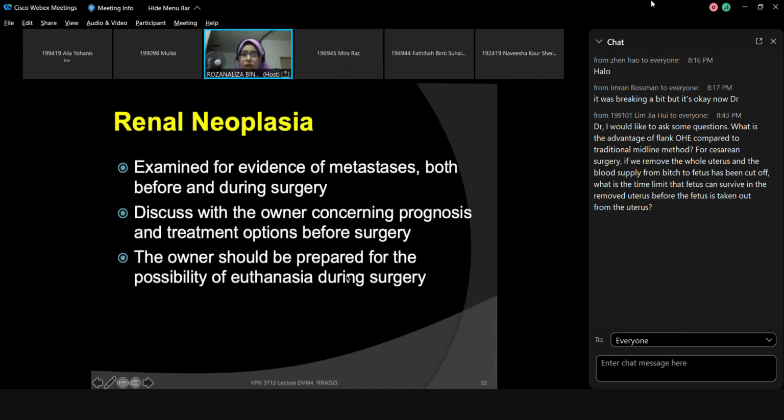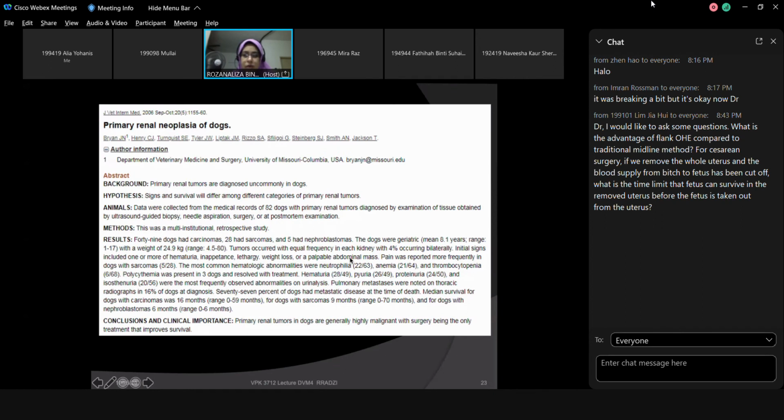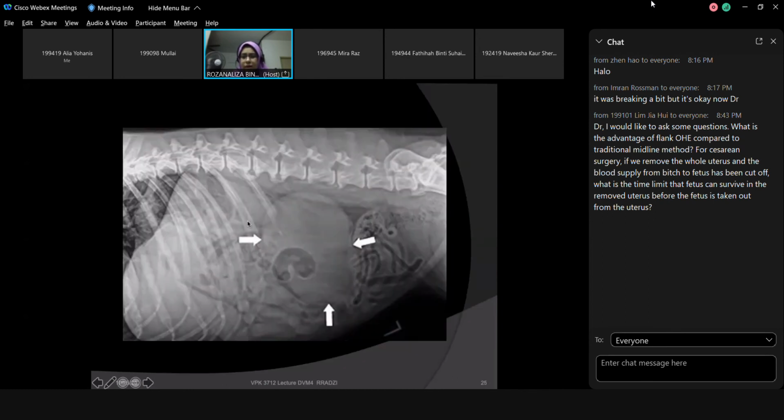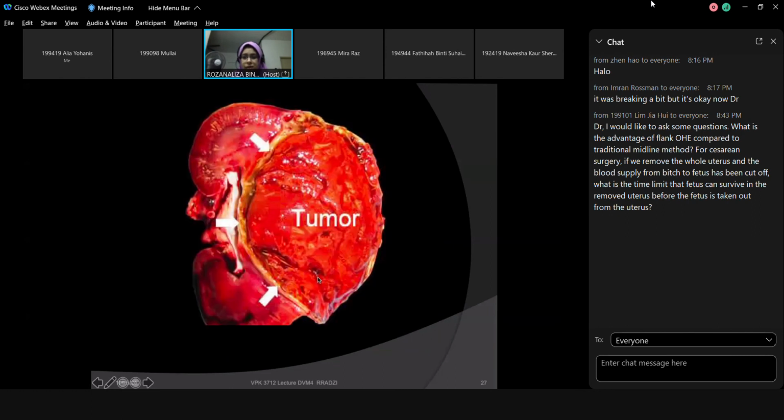So you can have a look at these papers. The majority are carcinomas, and then sarcomas and nephroblastoma. This is from the studies in Missouri, Columbia, on primary renal neoplasia. So you can see a very huge mass, and it's a tumor in the kidney. Or here you can see a normal morphology of the kidney, medulla and cortex, and this is the one with the tumor invading the kidney.